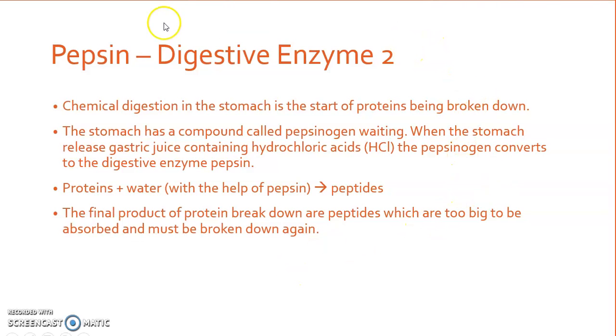Okay, so make sure you understand this. Proteins start in the stomach, starches or carbohydrates start in the mouth. So we know those two digestive enzymes. There's 7 in total, so make sure we're getting these ones understood. Make sure you know how these ones are working and where they are working.